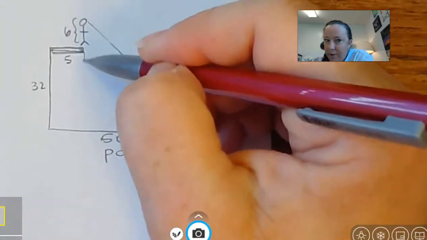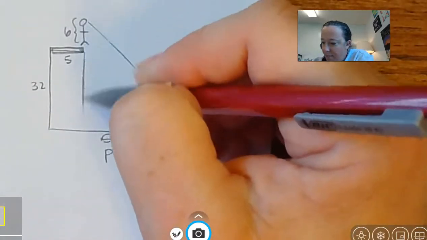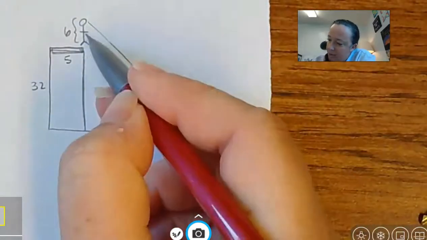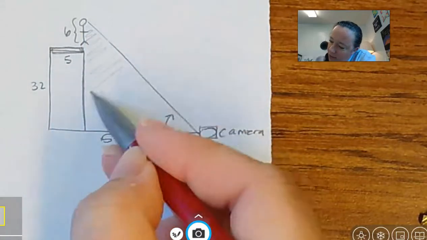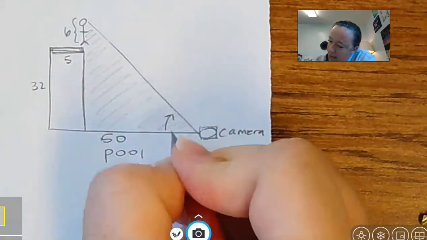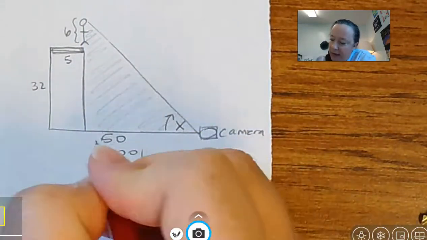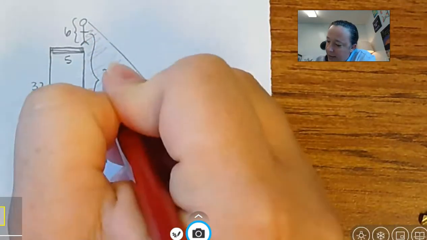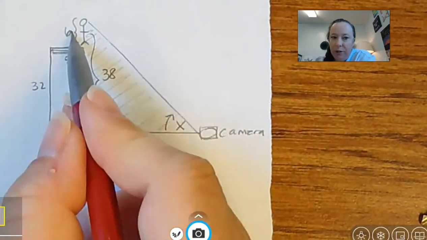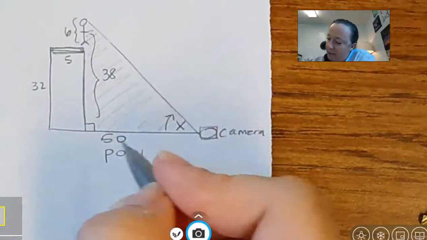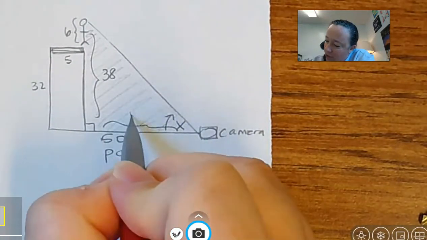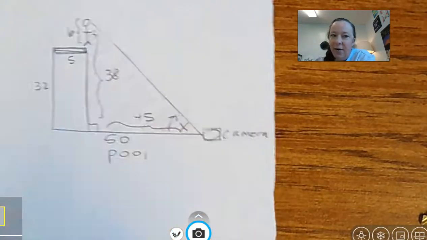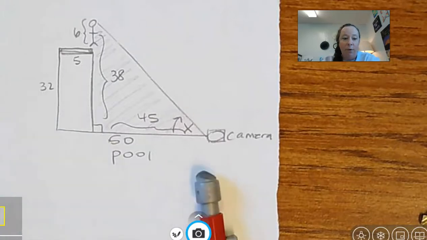So I'm going to create right here this. So I'm really looking at this right triangle. Okay. It wants this angle right here of elevation. This is a 90-degree angle. This whole height is 38 because 32 plus 6, so that person was 6 feet tall. And this is actually only 45 because we have to take away the 5 feet from the platform.